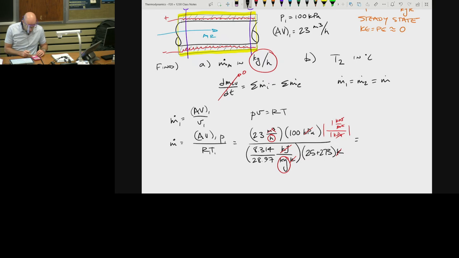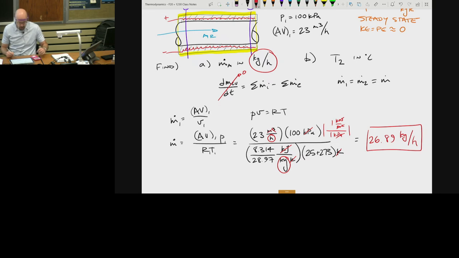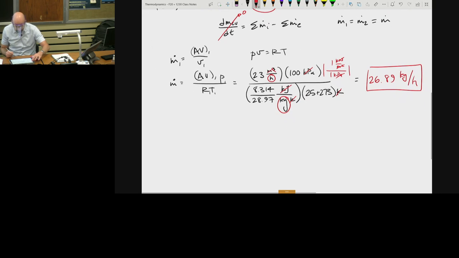Okay. 23 times 100 divided by 8.314 divided by 25 plus 273 times 28.97 gives me that the mass flow rate here is 26.89 kilograms per hour. That's my answer for part A. Again, something that we've done before.